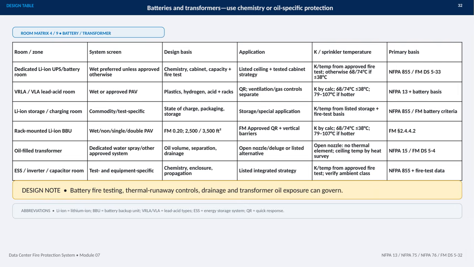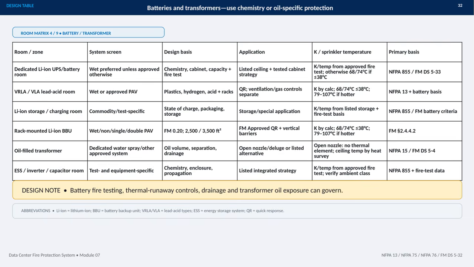Lead-acid rooms add considerations such as plastics, hydrogen, acid, and ventilation controls, with sprinkler temperature selected according to the design conditions. Storage and charging rooms are even more test-specific because state of charge, packaging, and storage arrangement can change the hazard. Rack-mounted lithium-ion battery backup units may require quick-response sprinklers, vertical barriers, and a basis tied to FM criteria.